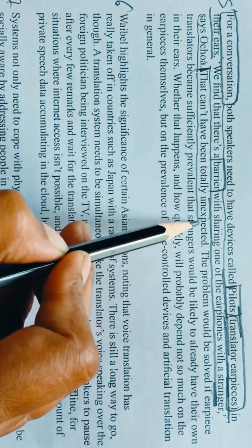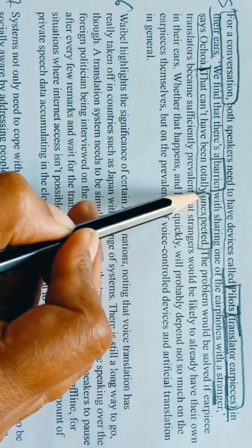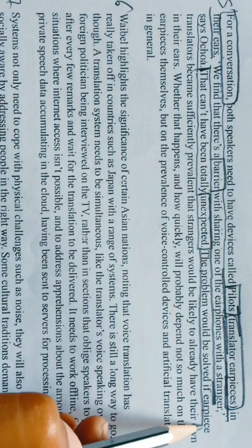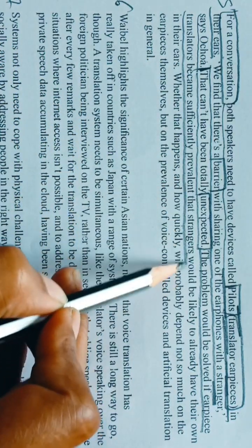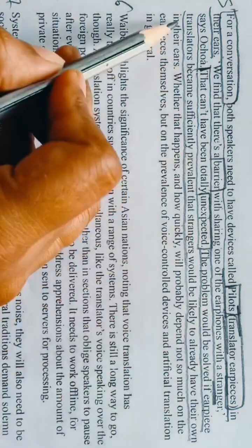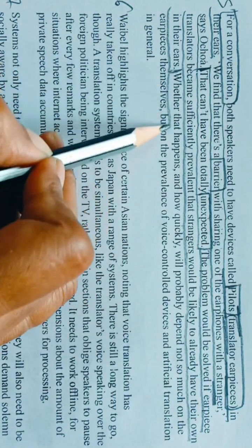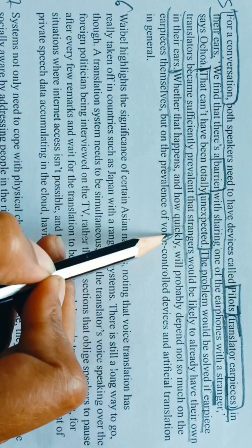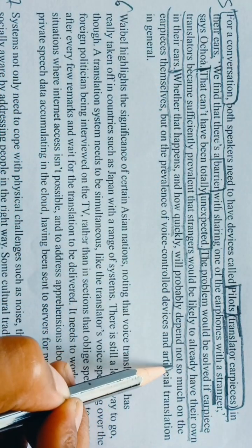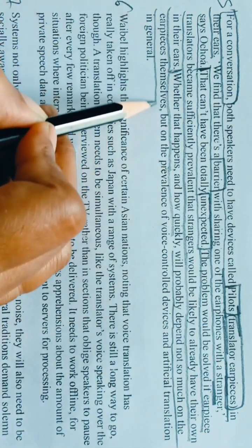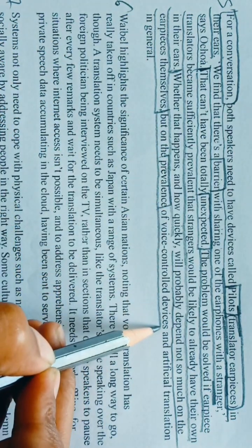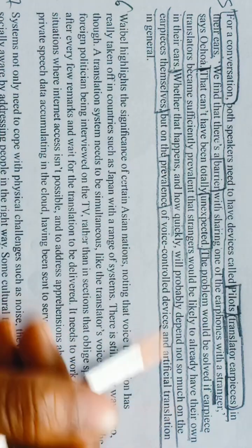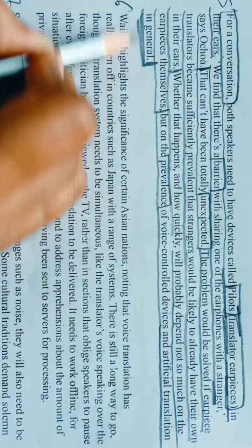That can't have been totally unexpected. The problem would be solved if earpiece translators become sufficiently prevalent. The stranger would be likely to already have their own in their ears. Whether that happens and how quickly will probably depend not so much on the earpieces themselves, but on the prevalence of voice control devices and artificial translation in general.